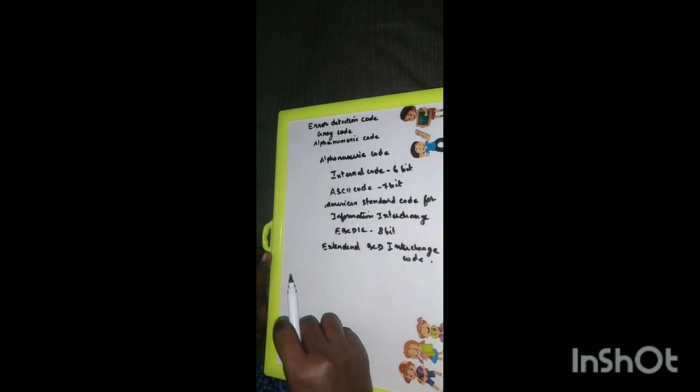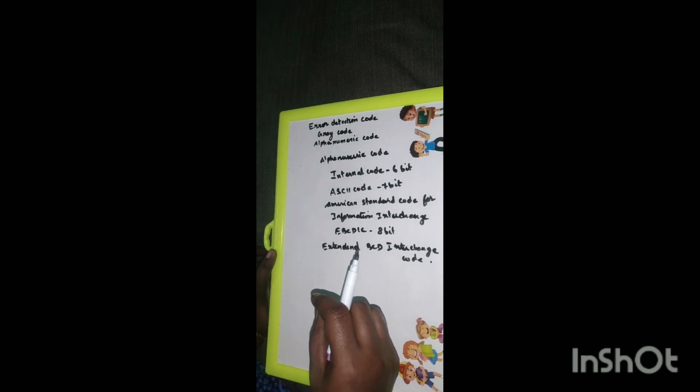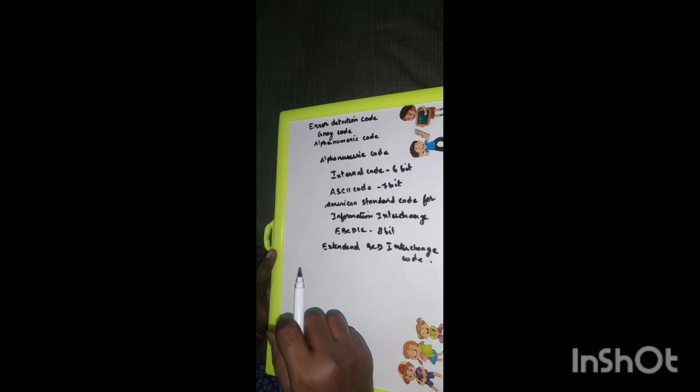These are all the alphanumeric codes. Internal code is a 6-bit code which is used to represent uppercase alphabets, special characters, blank space. ASCII code is a 7-bit code used to represent upper and lowercase letters, numbers, special characters, blank space. EBCDIC code is an 8-bit code. It is used to represent uppercase and lowercase alphabets, numbers and special characters. That's all about error detection code, gray code and alphanumeric codes.